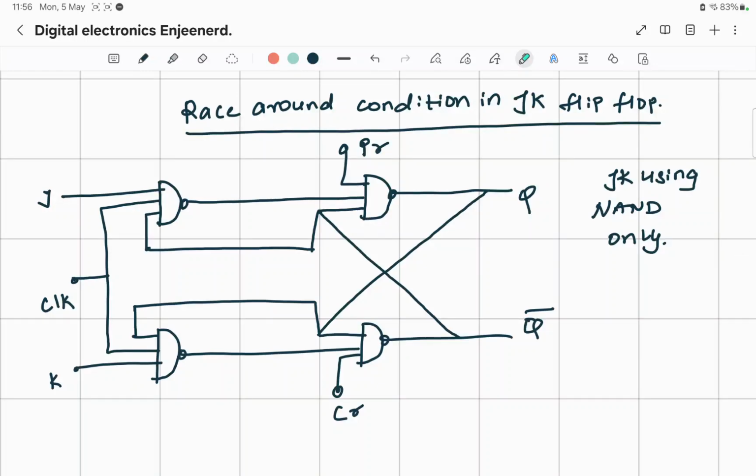Welcome to another lecture on digital electronics. In this video, we'll be seeing what is a race around condition in the JK flip-flop. Before that, let us draw a JK flip-flop using NAND only gates. Like we have done in SR, here also we are doing the JK flip-flop using only NAND gates.